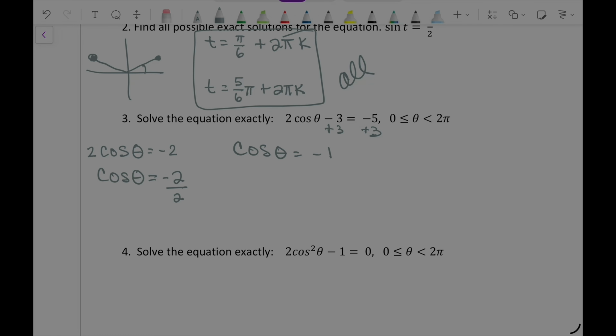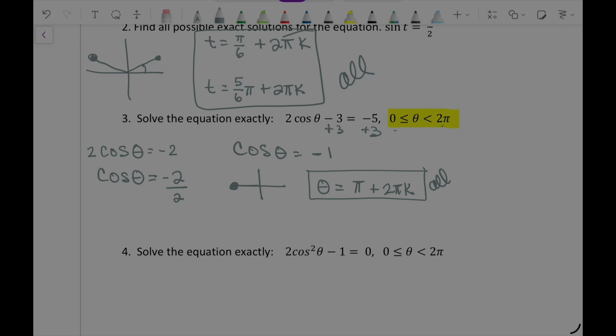And now I'm thinking about my unit circle. Where does cosine of theta equal -1? That happens right here and only there, right? So this is going to be when theta is equal to pi plus any full cycle later. Now, this is all solutions. By putting this on the end, they're asking us for only the solutions from 0 to 2 pi.